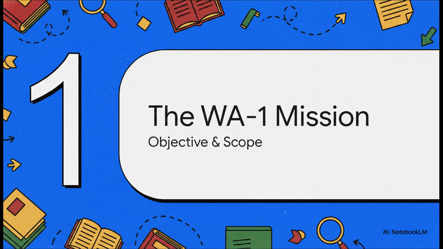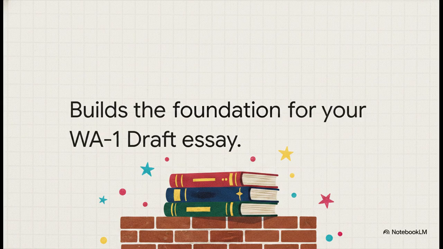Let's kick things off with Section 1, the WA1 mission, objective and scope. Now, it is really important to understand right up front that this works cited page isn't just busy work. It is literally the absolute foundation for your upcoming WA1 draft essay. Think of it as a highly curated list of the exact sources you've selected to build your arguments upon. Trust me, getting this perfectly right now is going to save you a massive headache when you're actually sitting down to write the essay later on.